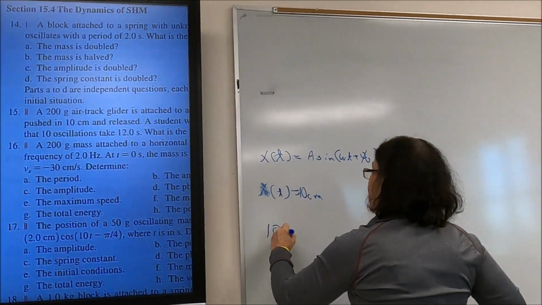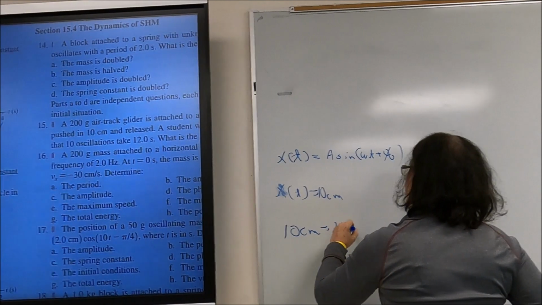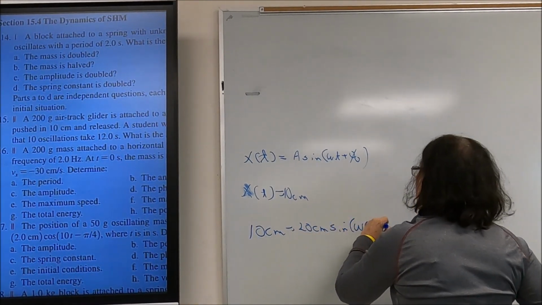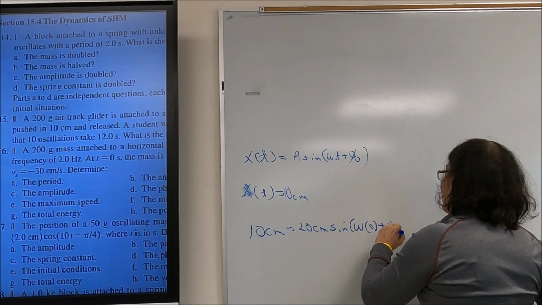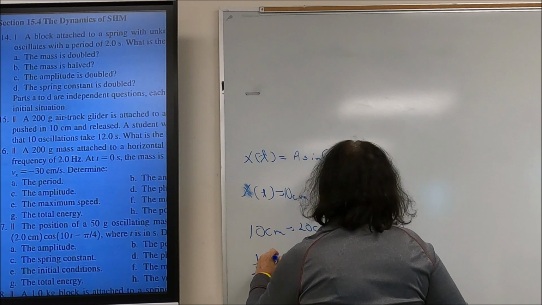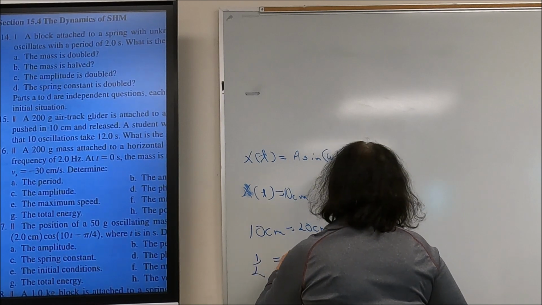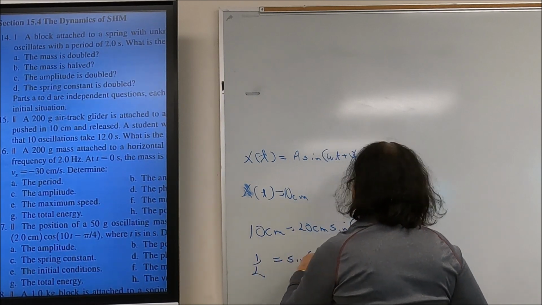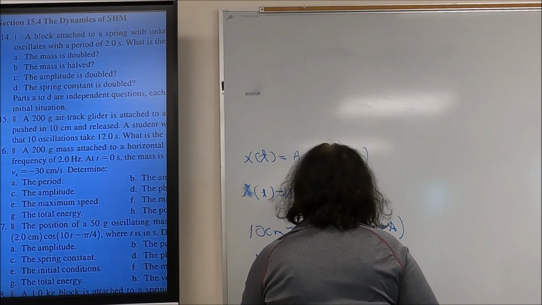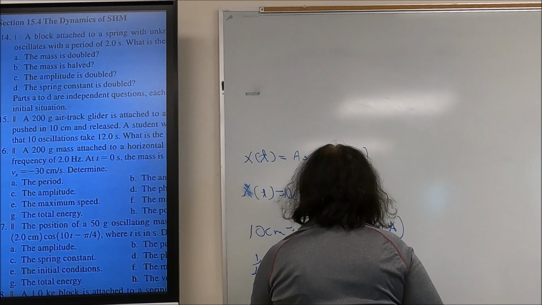So I can go 10 centimeters is equal to 20 centimeters sine omega times 0 plus phi 0. So I get 1/2 is equal to the sine of phi 0. So phi 0 is the inverse sine of 1/2.